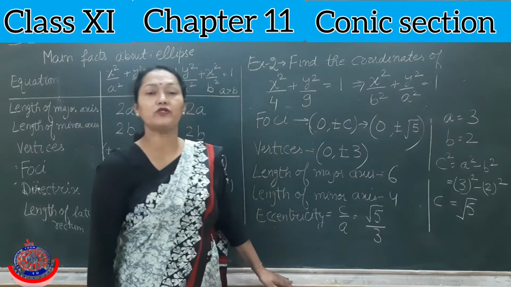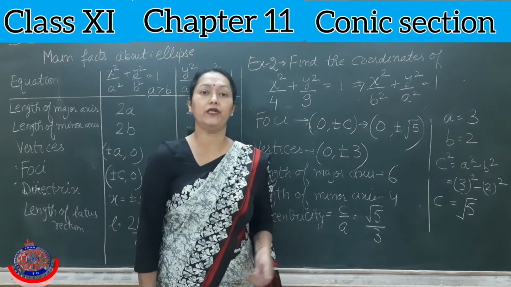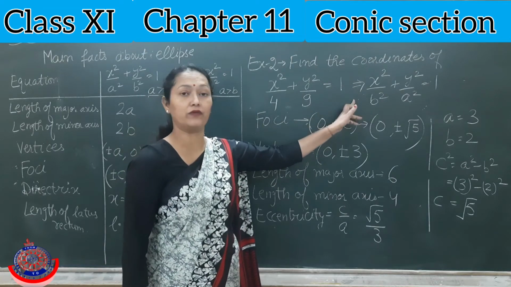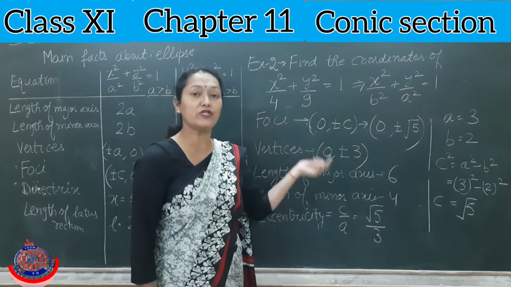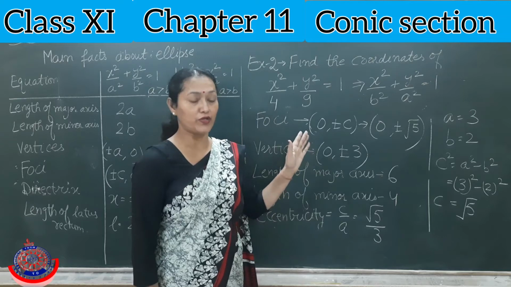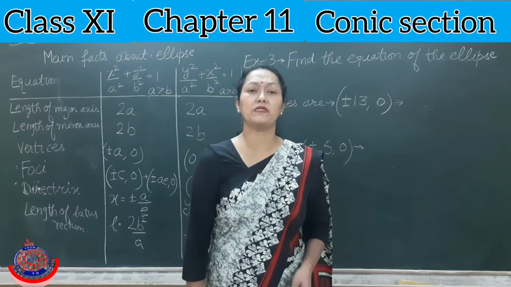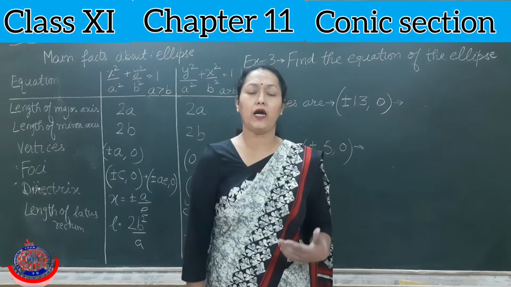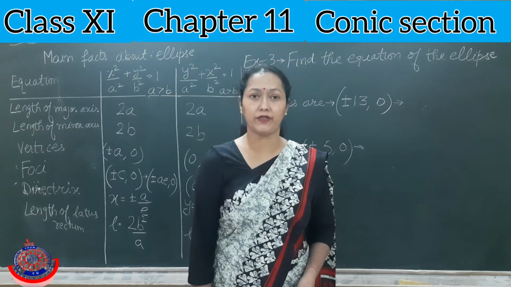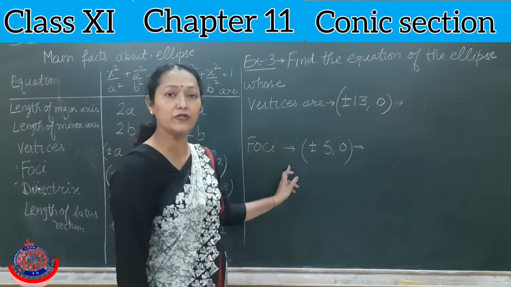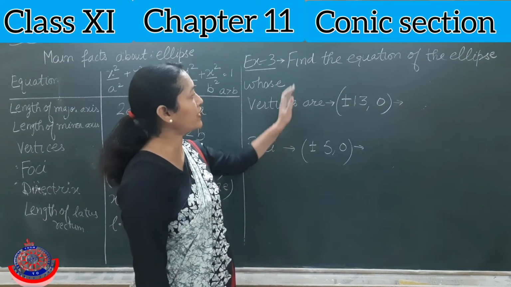So in two examples you must have seen that we have calculated same values, but according to the equation. First of all we have to check which equation is given to us. According to equation we have used the formula. In previous two examples they have given us equation and various values we have calculated. Here they have given us the value as vertices and focus and they are asking us to write down the equation.